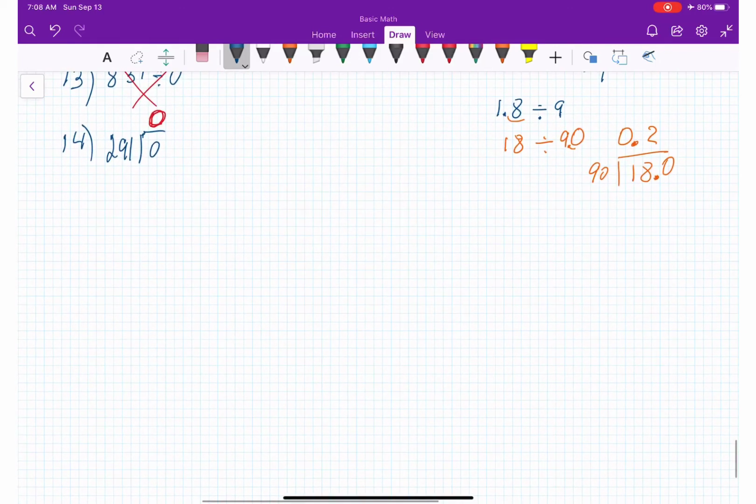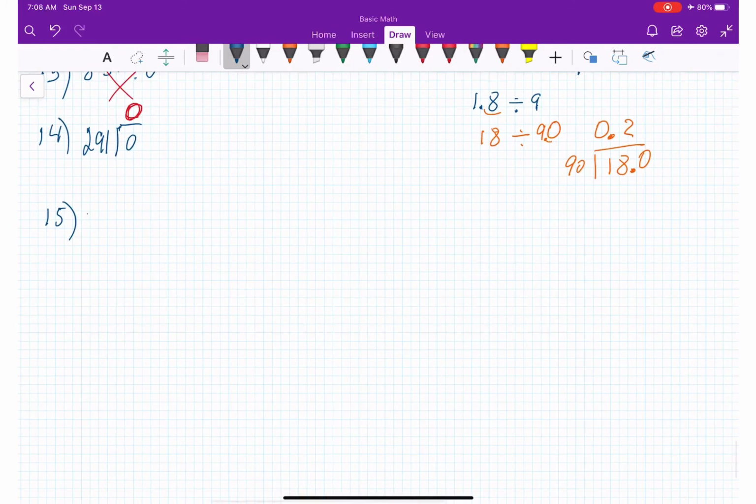Question number 15. Negative 6 over 7 divided by negative 19 over 35. Since we have both numbers negative, the result is going to be positive, right? It's going to be clear because same signs give you positive.